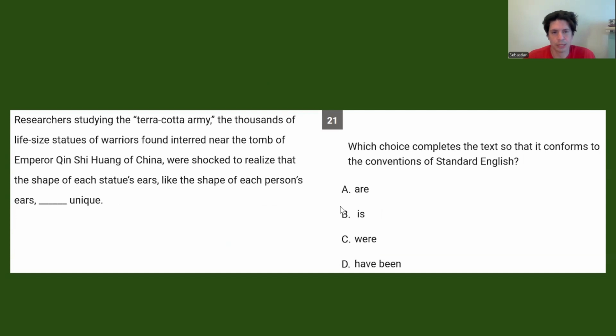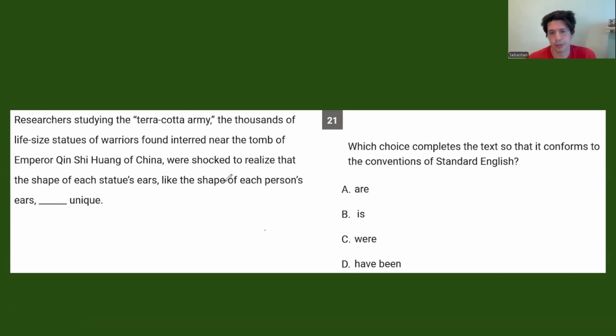Researchers studying the Terracotta Army, the thousands of life-size statues of warriors found interred near the tomb of Emperor Qin Shi Huang of China, were shocked to realize that the shape of each statue's ears, like the shape of each person's ears, blank unique, right? Okay, this one is one that my students miss maybe the most on any grammar question on this Bluebook Test 1. So what is unique, right? So we have are, is, were, have been. It's about tense and number.